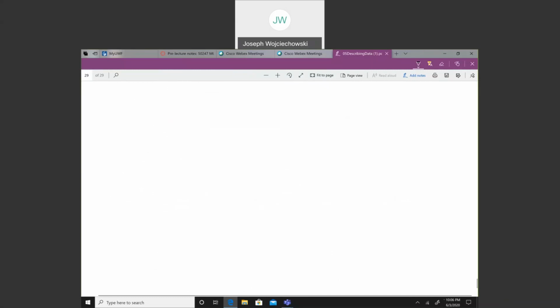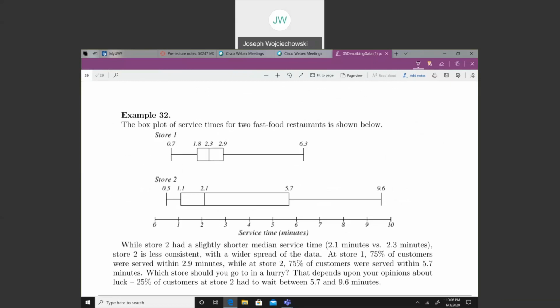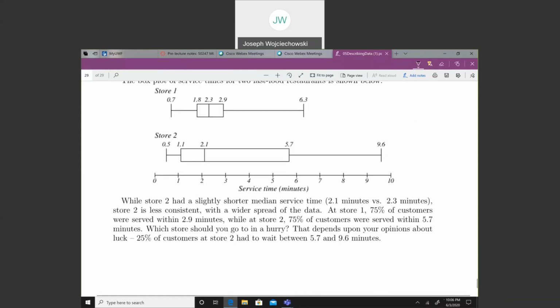Okay, so we're going to look at and compare two box plots here. The box plot of service times for 2 fast food restaurants is shown below, Store 1 and Store 2. The service time in minutes. So while Store 2 has a slightly shorter median service time, right here, 2.1 versus 2.3 minutes, Store 2 is less consistent with a wider spread of the data.